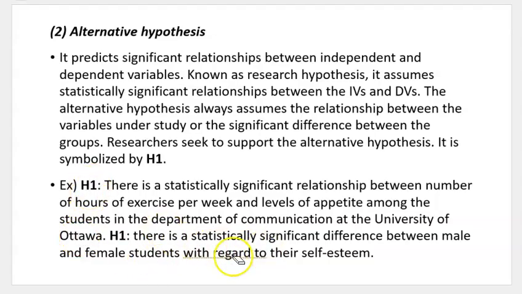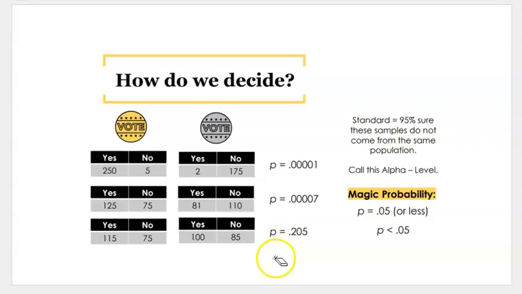If there is a statistically significant difference between male and female regarding their self-esteem, this is another research. If there is a significant difference, you will reject your null hypothesis. So if there is no significant difference or no significant relationship, then you will fail to reject your null hypothesis in this case.